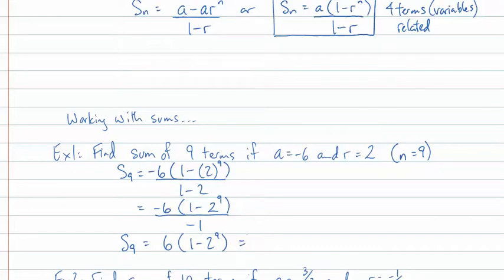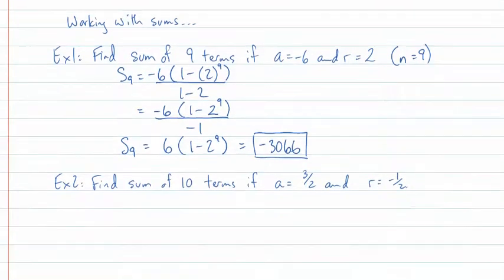And if we get a calculator, let me reach for one here. 6 times 1 minus 2 exponent 9. Check my work to make sure that I did it right. I get negative 3066 as my sum. Now remember, we are growing because the common ratio is 2, so the numbers are getting larger, and a was negative, therefore every number in this particular series is negative and growing. So a negative large numbered sum shouldn't be a surprise.